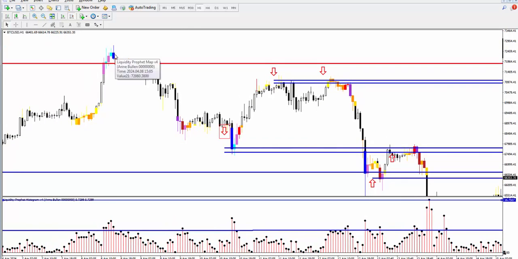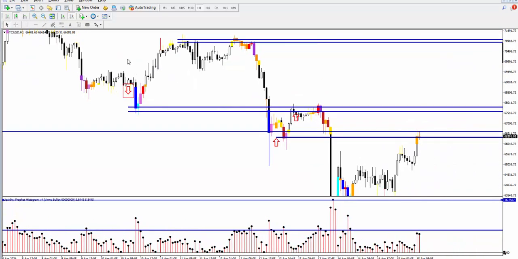So if you want to pick really high probability turning points, simply wait for the aqua candles and they will tell you that the market has reached an area of liquidity which is significant. So don't just jump in because you think a level is going to work. Wait for the correct signal.